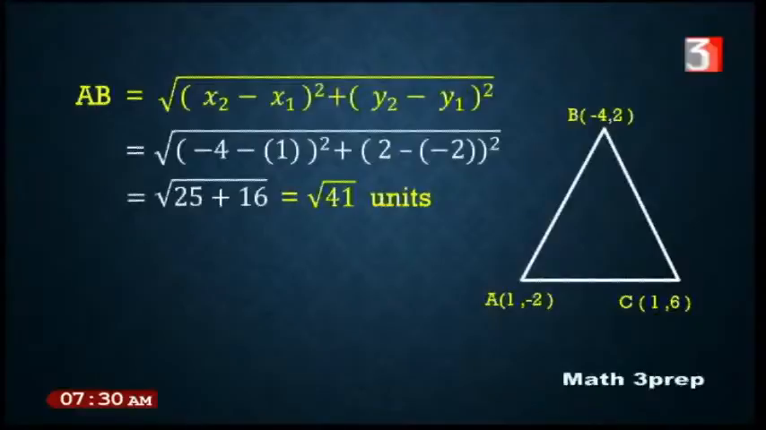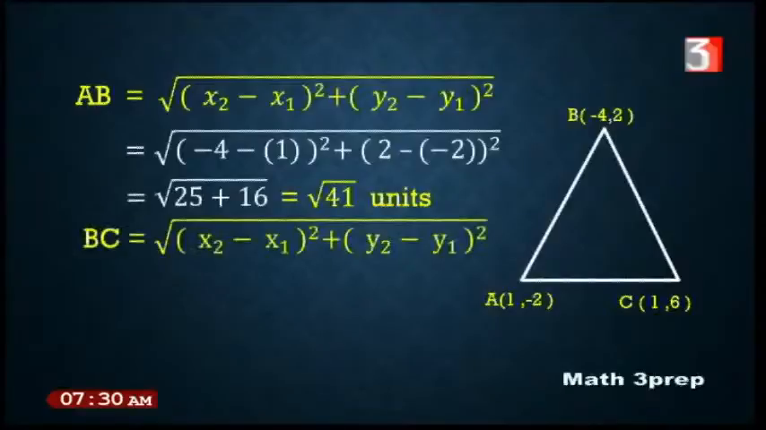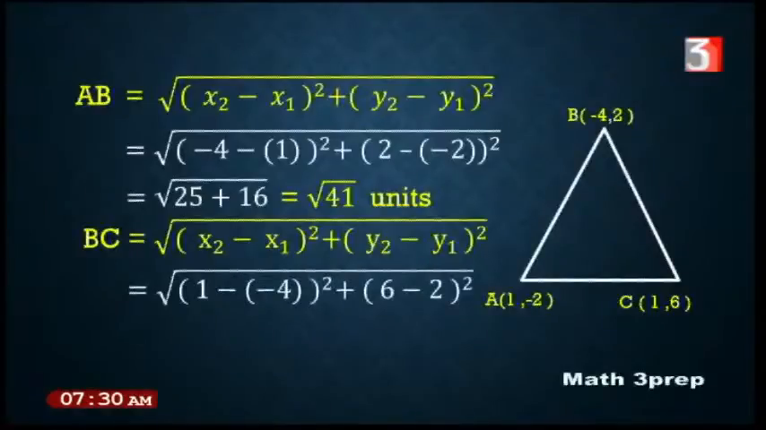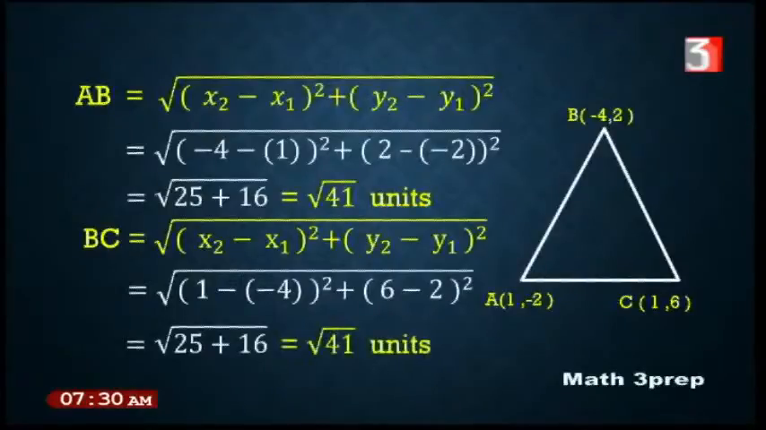What about the length of BC? It is square root of (x2 minus x1) all to the power of 2 plus (y2 minus y1) all to the power of 2. By substituting, it is square root of (1 minus negative 4) all to the power of 2 plus (6 minus 2) all to the power of 2, which is equal to square root 25 plus 16, which is equal to root 41 units.